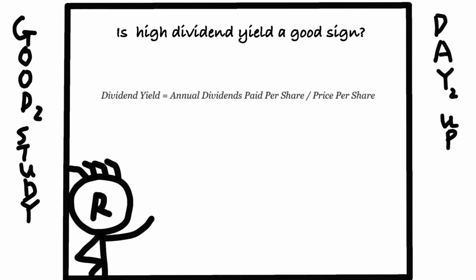So the next important question that we're going to look at is, is high dividend yield a good sign? Because what I found was a lot of investors focus on dividend yields when they are building their dividend portfolio. People will pick stocks with the highest dividend yield possible. Is that a good strategy? We'll see. So to calculate dividend yield, you need to take the annual dividends paid per share divided by price per share. So it's basically the dividend per share as a percentage of price per share.